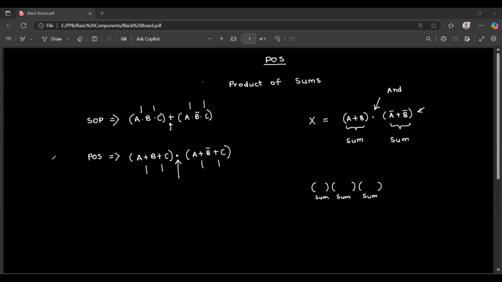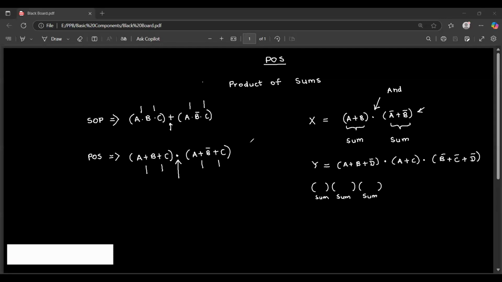Let's look at another example. Let's say we have y is equal to (a plus b bar) dot (a plus c) dot (b bar plus c bar plus d bar). This is another example of an expression in the POS form.